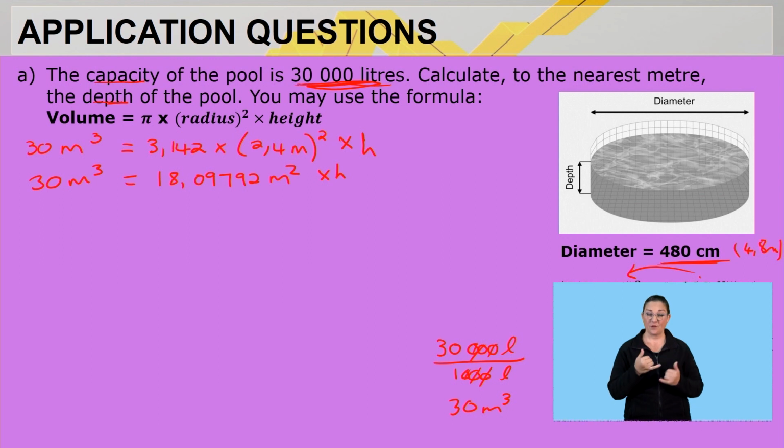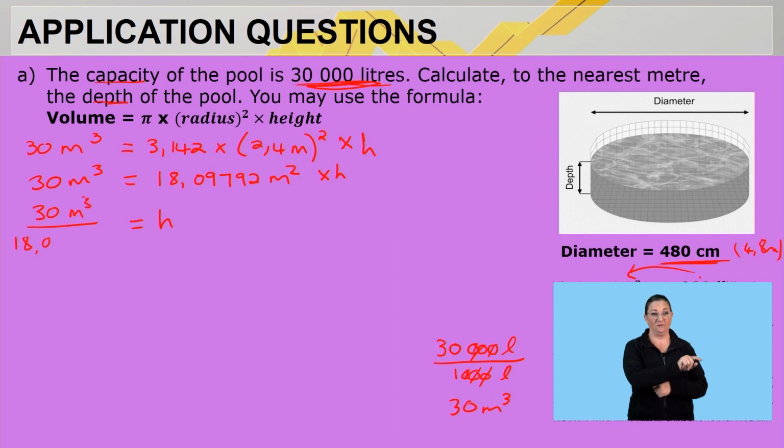Okay, remember what I'll do now is I'll make height the subject of the formula, because I need to determine the height. So therefore I'll indicate the height equals, so I'll take my 30 cubic meters and I'll divide that by the 18,09792 square meters. Okay, so let's do that calculation. 30 divided by 18,09792. So that will give me an answer of 1,657 followed by a few other numbers.